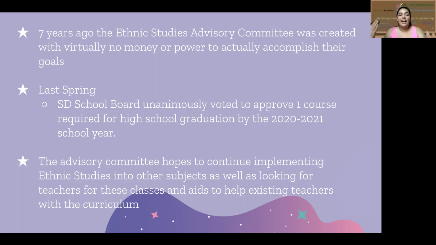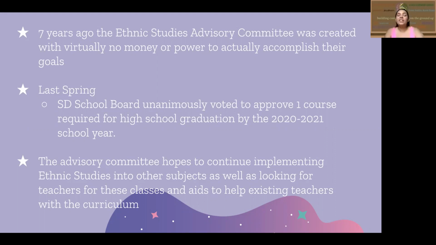So after 6 years, last spring, about a year ago now, the San Diego School Board unanimously voted to approve one course required for high school graduation by the 2020-2021 school year. So starting next year, ethnic studies will be a high school graduation requirement in San Diego Unified School District, which is really cool. But again, like with SF, it doesn't stop there. It's really good to have this course be required and have students take it, but there's a lot more that can be done in order to continue making ethnic studies accessible, continue making it available to students.